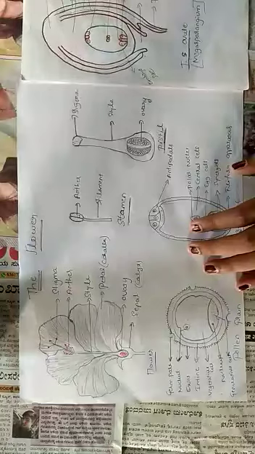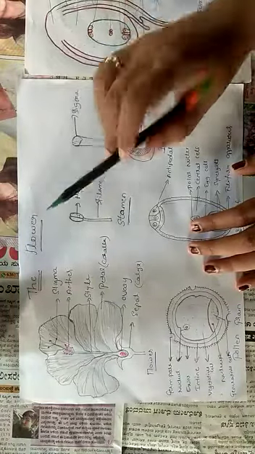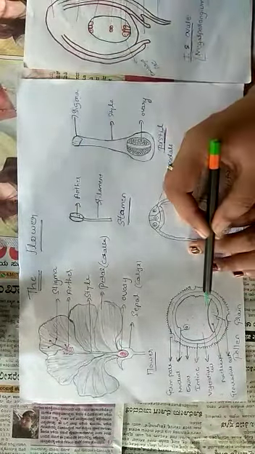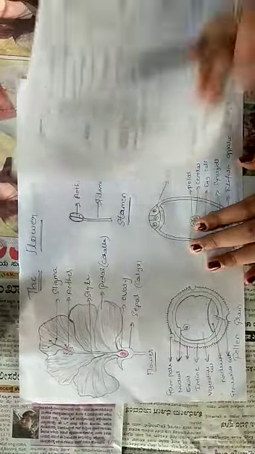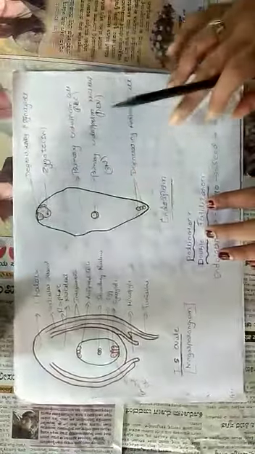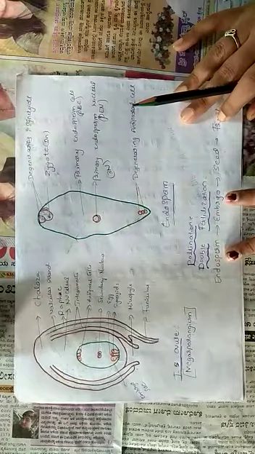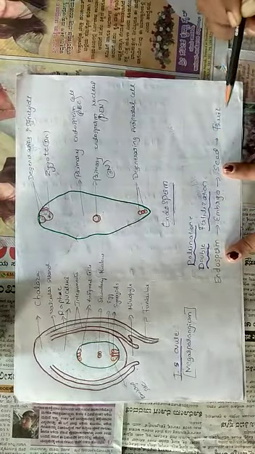Hello students, in the last class we discussed the flower, right? The stamen, the pistil, the pollen grain and the embryo sac. And in today's class we are discussing the endosperm, embryo, seed and the fruit.